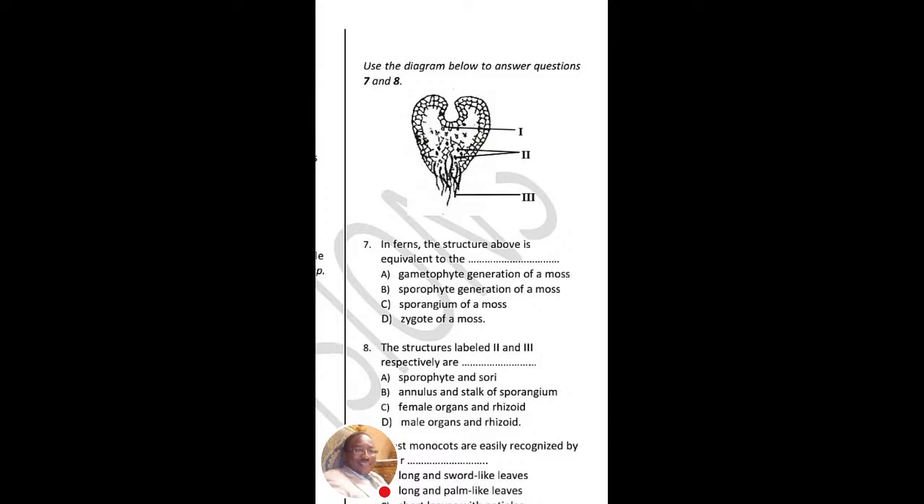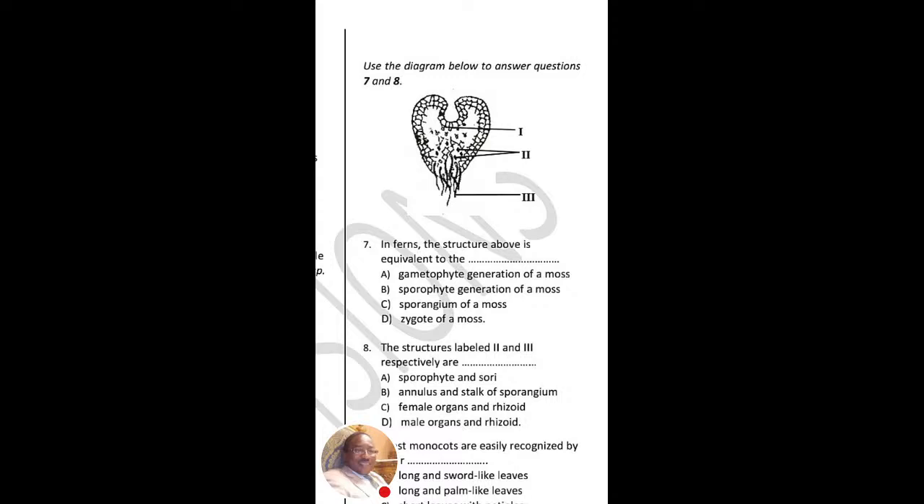That number 1 there, the female sex gamete, is what we call the archegonia, while number 2, the male sperm, is called antheridia. Number 3 there is called the rhizoids. Okay? Now what you see here, let's use it to answer the question. Number 7, in fern, the structure above is equivalent to.